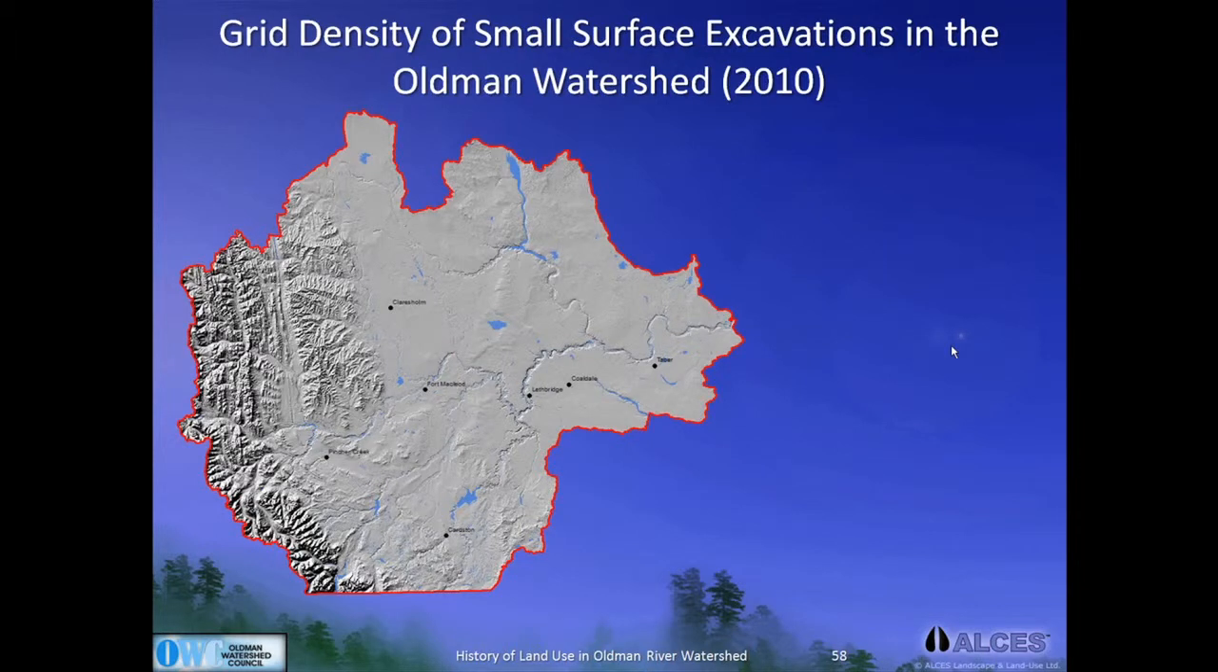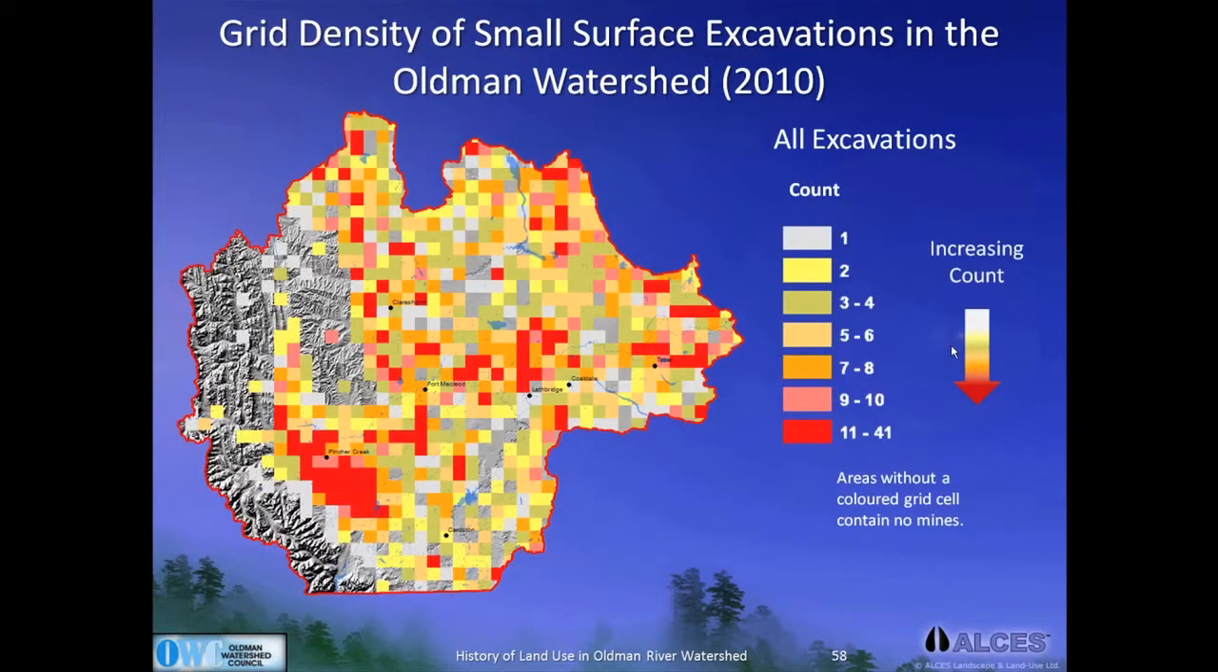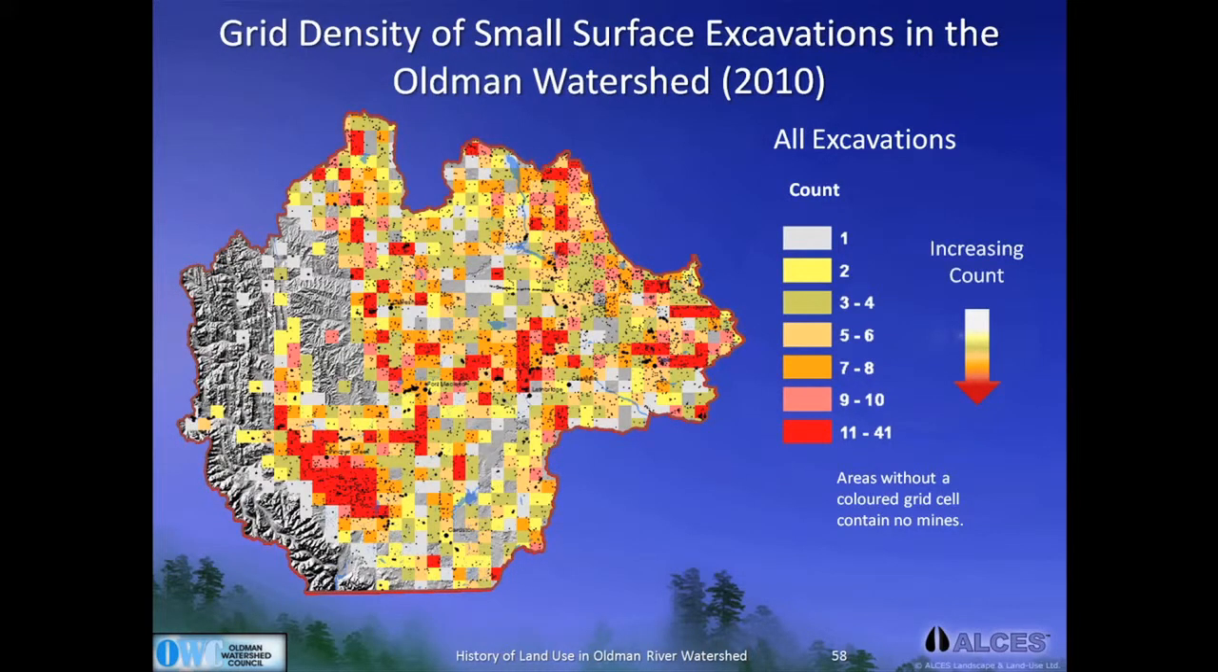And here we see the distribution of these small surface excavations, some areas having much higher densities than others. So clearly a pattern through here, another pattern through here, and of course the western extent of the study area has very low densities of small surface excavations. If you plot all of those, that is the distribution you see today.